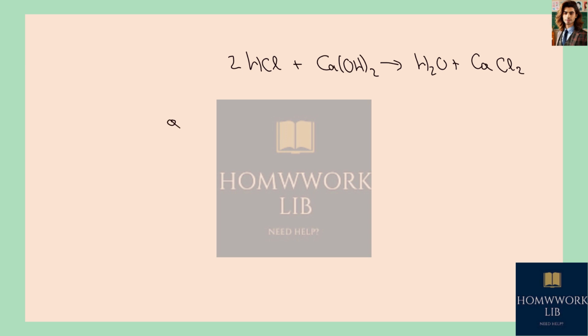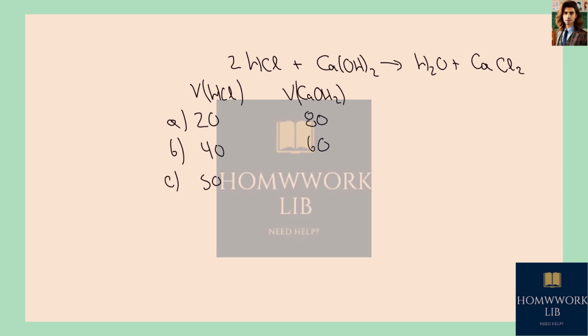The first one, we have 20 of HCl. I'm going to put in here volume of HCl and volume of calcium hydroxide. We start with 20 and 80. For B, we're going to have 40 and 60. C, 50-50. D, 60 and 40. And finally, E, we're going to have 80 and 20. And both of the solutions are 1 molar.